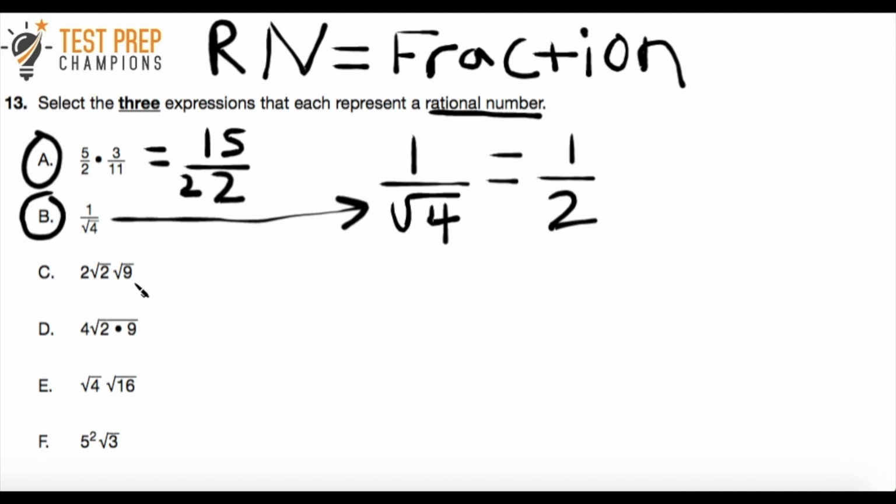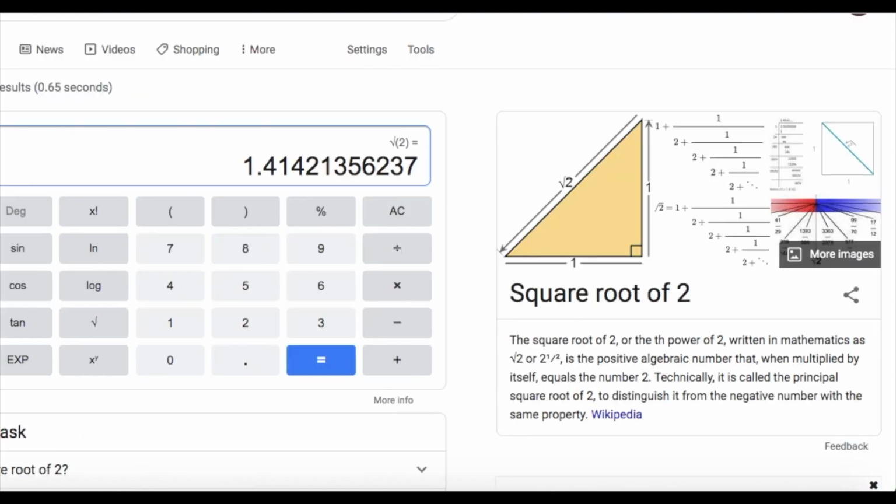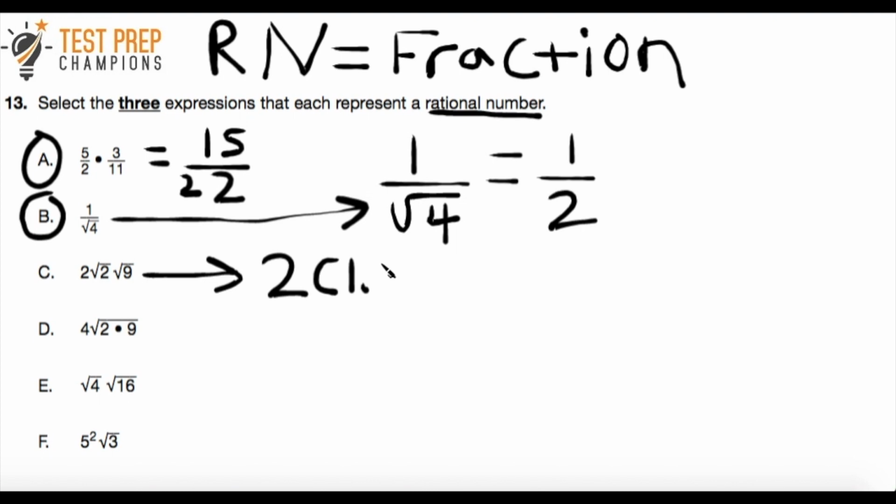So in C, hopefully you can see the problem here already. We've got 2, and we've got the square root of 2. Now remember, the square root of 2 was about 1.41, something like that, times the square root of 9, which is 3. If we do 2 times 1.41 times 3, we're going to get some long number with a decimal most likely.